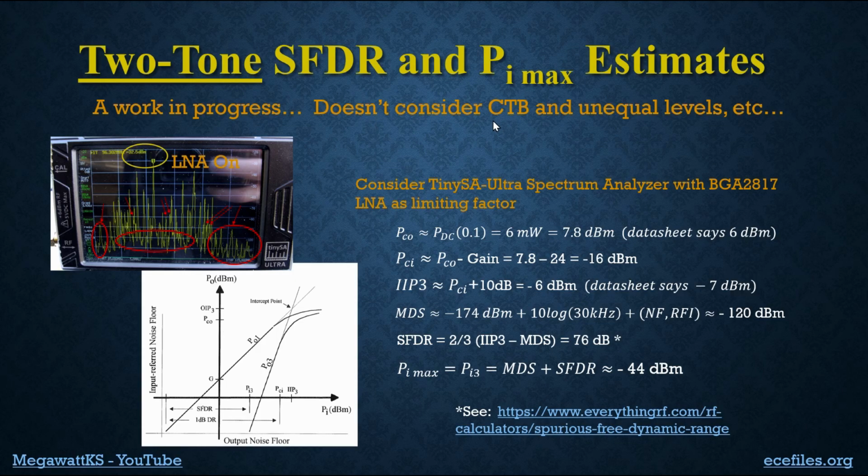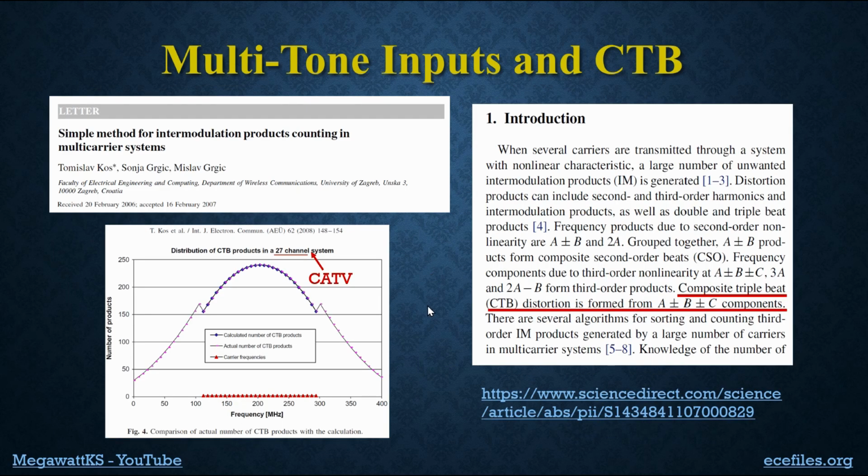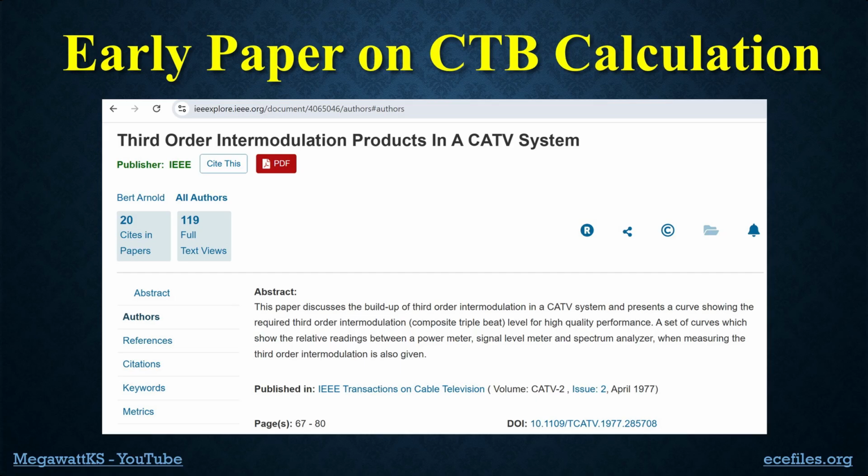Remember, this doesn't consider what the cable TV people call composite triple beat situations, where you are mixing 3 signals together, not just 2, to generate intermods. Here's a paper that I found online that talks about that. There's another IEEE article which is pretty good. Unfortunately, it seems to be behind a paywall, so I didn't put it up here.